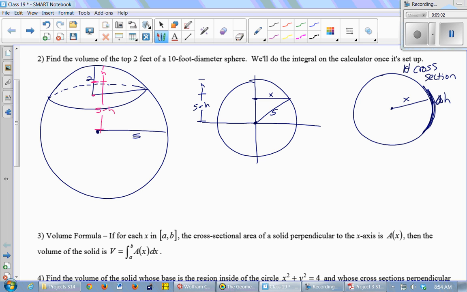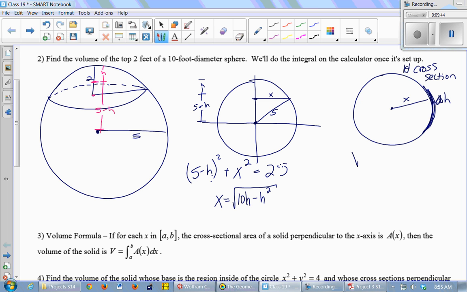All right, so I need to have only one variable here, h, right? So you always use your height or your width variable as your only variable. So I'm going to use h as my only variable. So I come back to this picture and I'm going to say, well, (5 minus h) squared plus x squared should be 25 from the Pythagorean theorem. Solve for x, and you get radical 10h minus h squared.